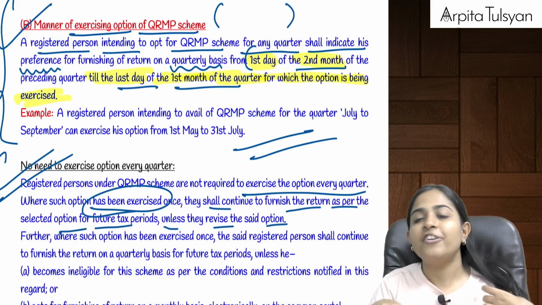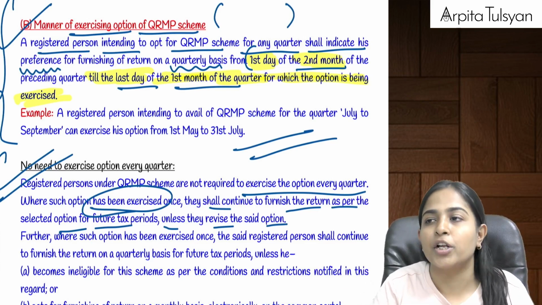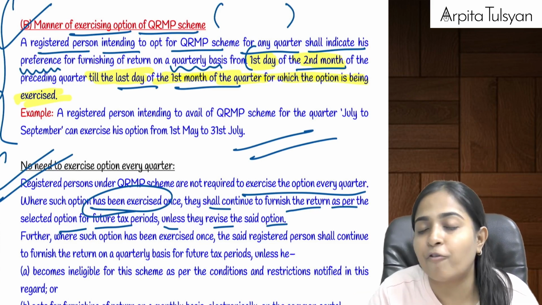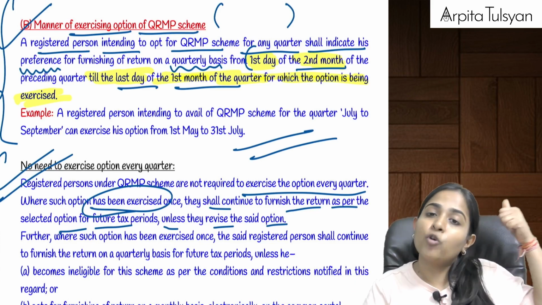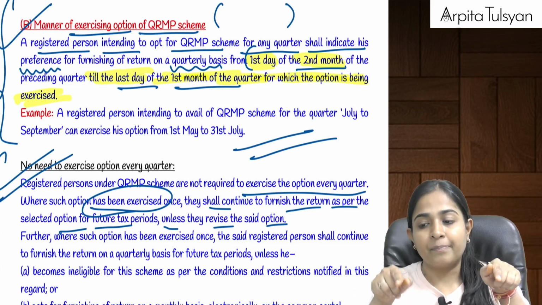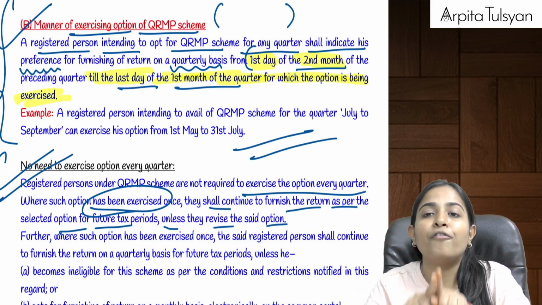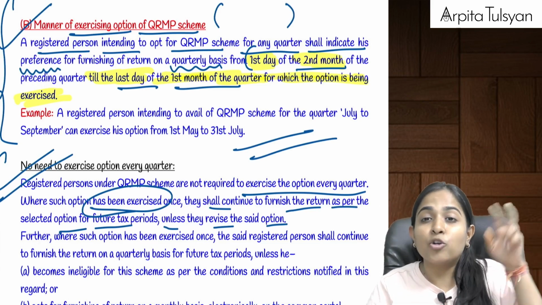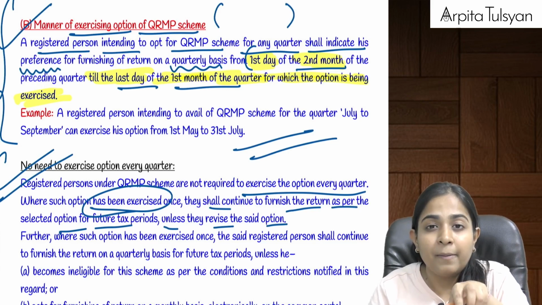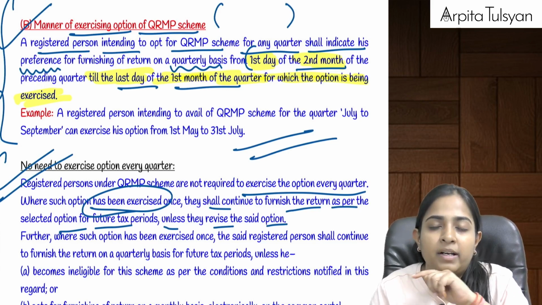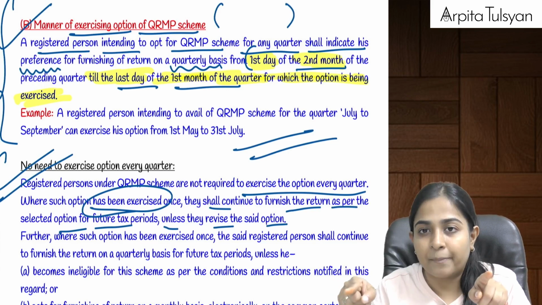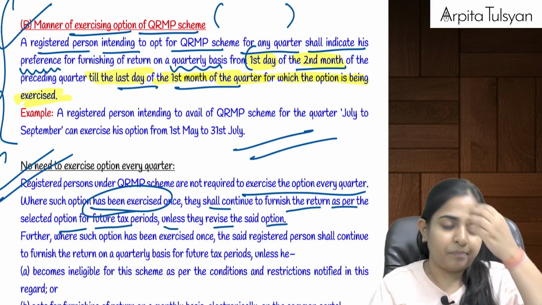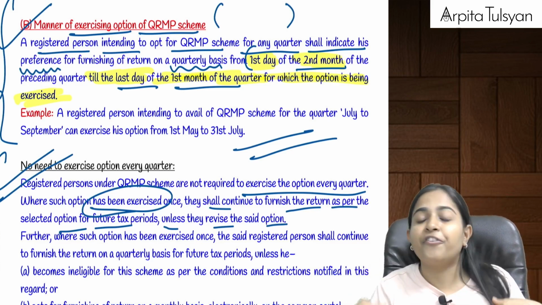Now for which particular quarter do you want to opt for QRMP? Let's say April to June you want to opt for the QRMP scheme. So between which dates do you have to opt? Between the first day of the second month of the previous quarter. Previous quarter was Jan to March, so the second month will be February. So between 1st of February to which day? Last day of the first month of the current quarter.